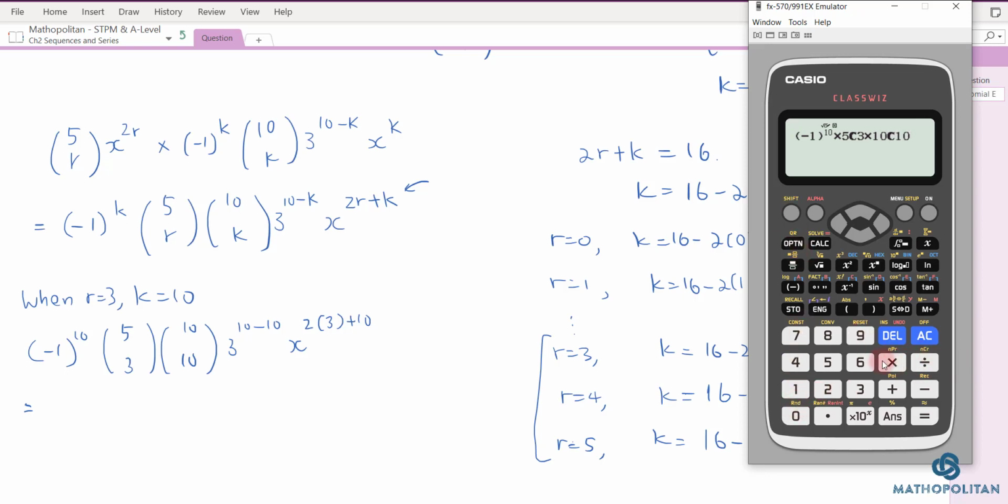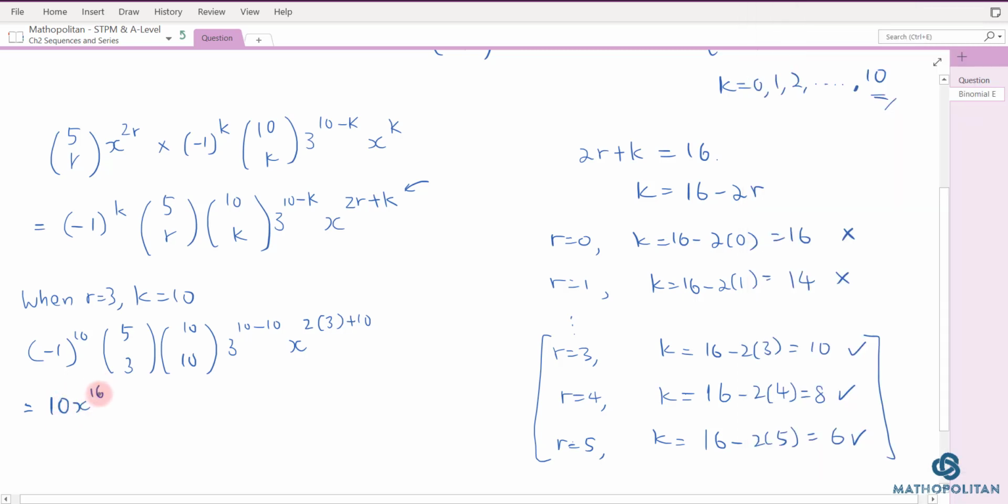And then multiply by 5C3 times 10C10, that's 1. And then we of course multiply by 3 to the power of 10 minus 10, that's 3 to the power of 0, that's 1. So altogether we get 10. So we get 10x to the power of 16.